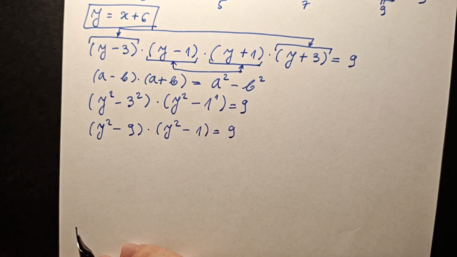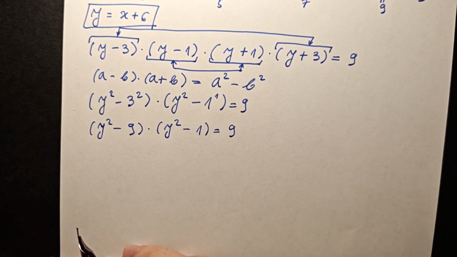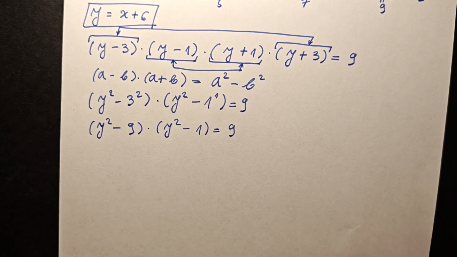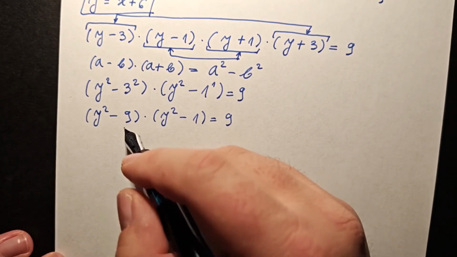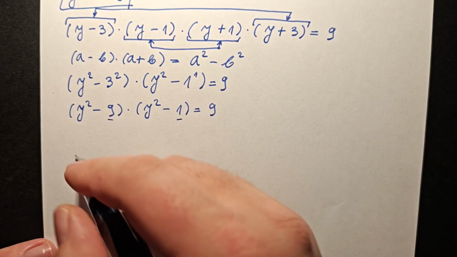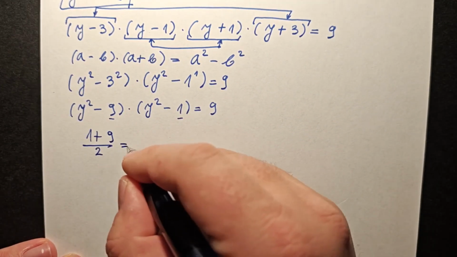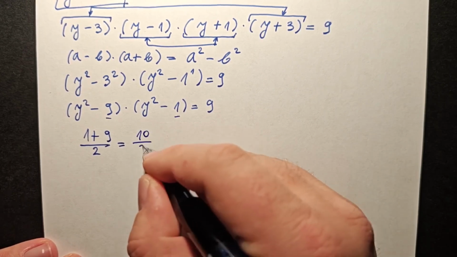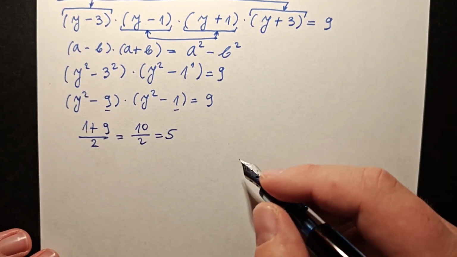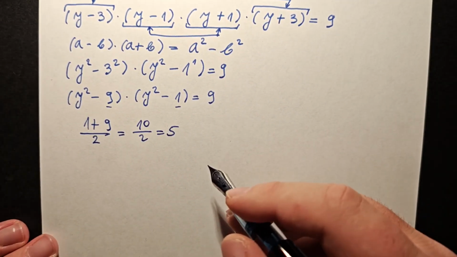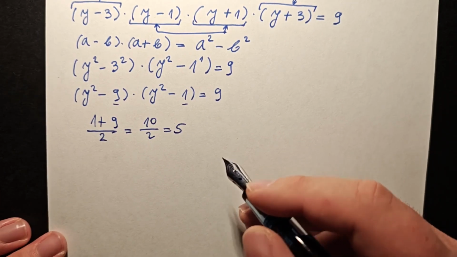Again, this equation can be reduced to a better looking form. So let's repeat the process one more time. We are looking for the average of numbers 9 and 1, and that is (1 + 9) divided by 2, as we have two numbers in the sum, 10 over 2, which is equal to 5. And now we are going to center the equation around the number 5.